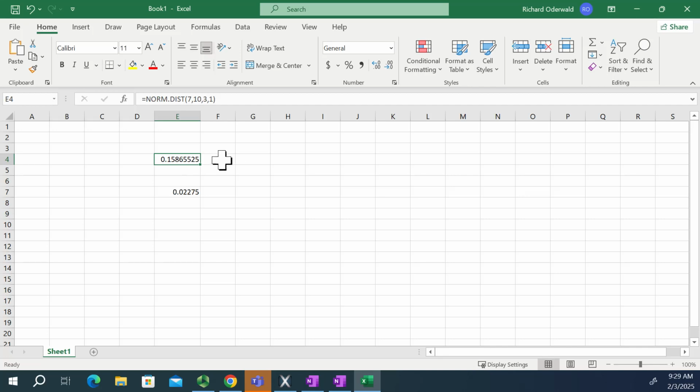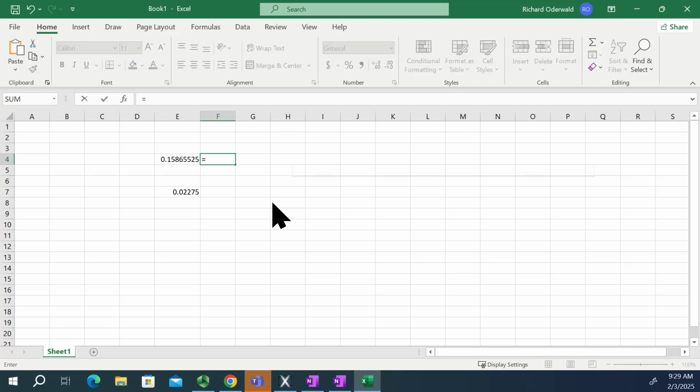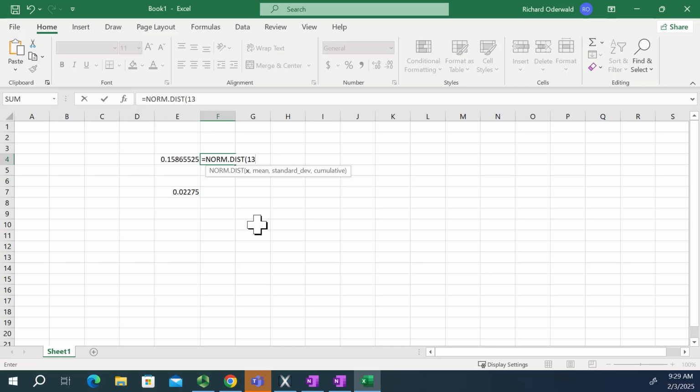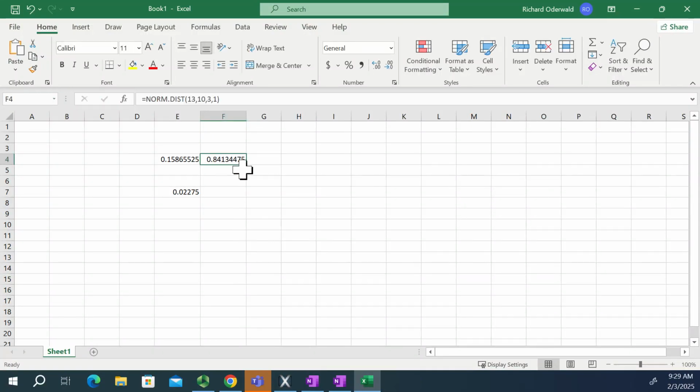So I need, right here, equals norm.dist, but this time I want 13. This one is 7. This was 16% below 7. This is going to be what percent below 13? 1 standard deviation up. This is 84.